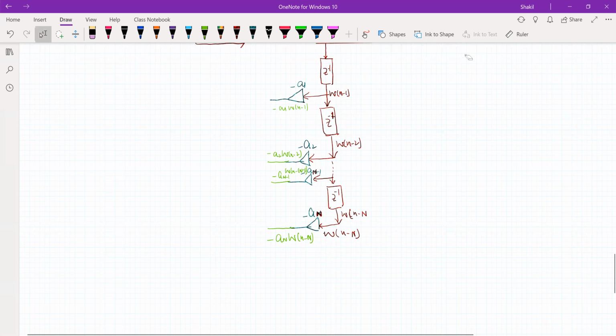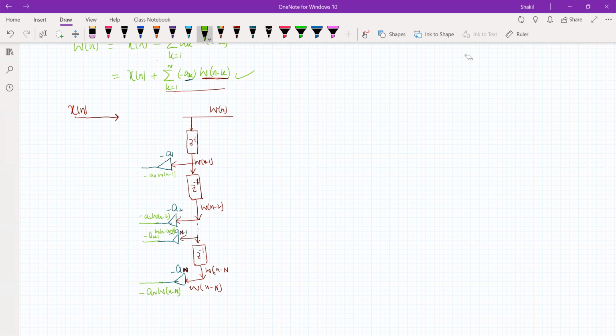Then we are simply summing these terms. You can add them one by one, or you can add them together. Once we have obtained this, the whole term is available here. Then you add it to x of n, and that is your Wn. So Wn is available here.